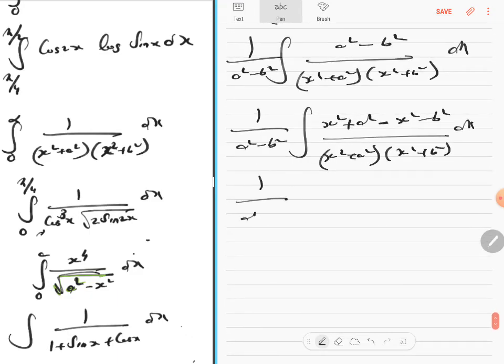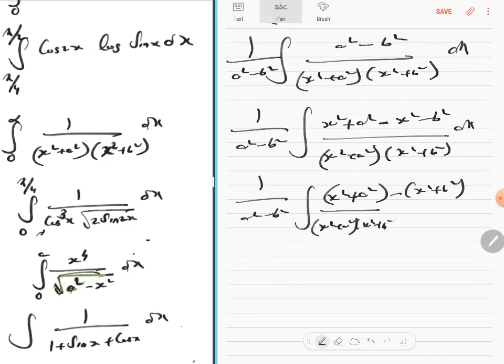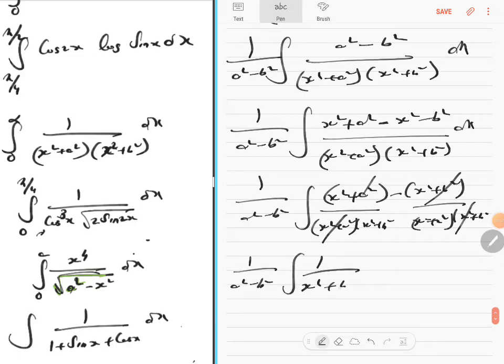1 by a square minus b square into x square plus a square minus x square plus b square, by x square plus a square into x square plus b square, and by x square plus a square into x square plus b square. This and this get cancelled, this and this get cancelled. The sum becomes very easy to solve instead of doing it that way. Oh my god, 1 by x square plus a square here for integration, and this is common.